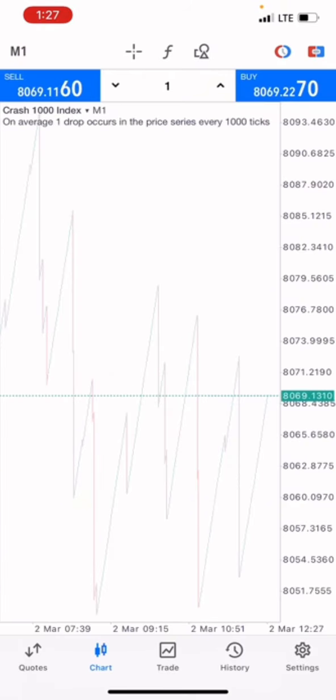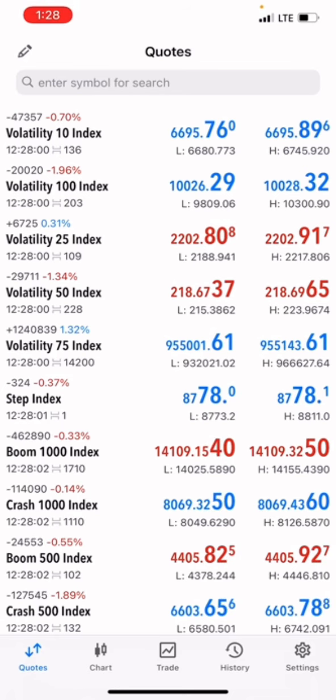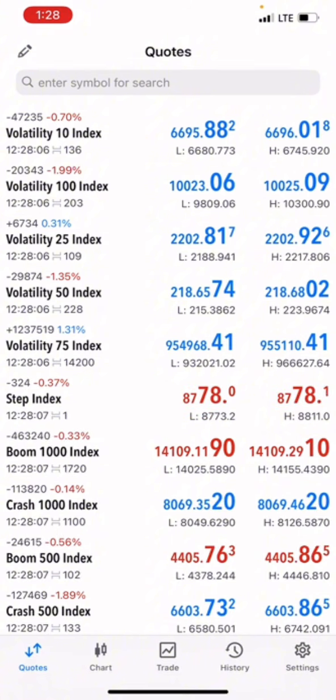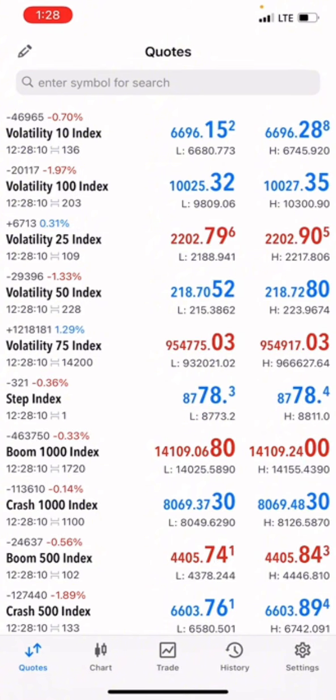Welcome to this wonderful tutorial of the Crash 1000 index strategy. This is an unbeatable strategy. It will help you make money on this. Guys, I'm not joking. This is not like any other video you find on YouTube. This is the real video. This strategy I'm going to show you will change your life forever. I'm supposed to sell this strategy, but I'm giving it out to you all for free.